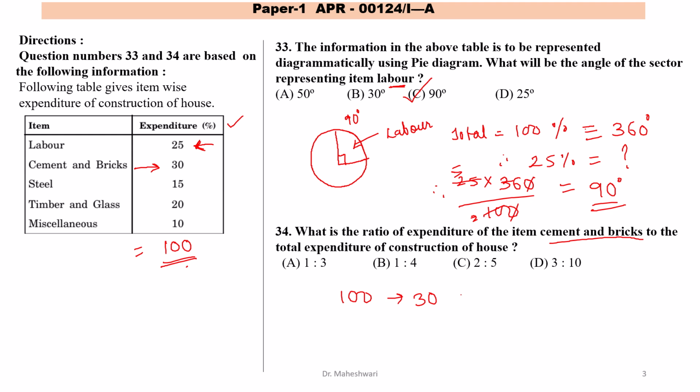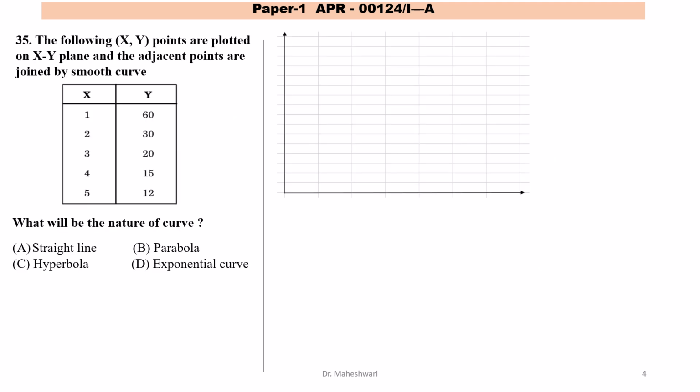So what you will do? Whatever sequence they have asked, in the same sequence you have to write. They have asked cement and bricks, so cement and bricks is 30 is to what? To the total expenditure, so it is to 100. Now if you take the ratio, you can cancel them, and the least ratio comes out to be 3:10. So option D is the correct option for you. Now let us go to the next one.